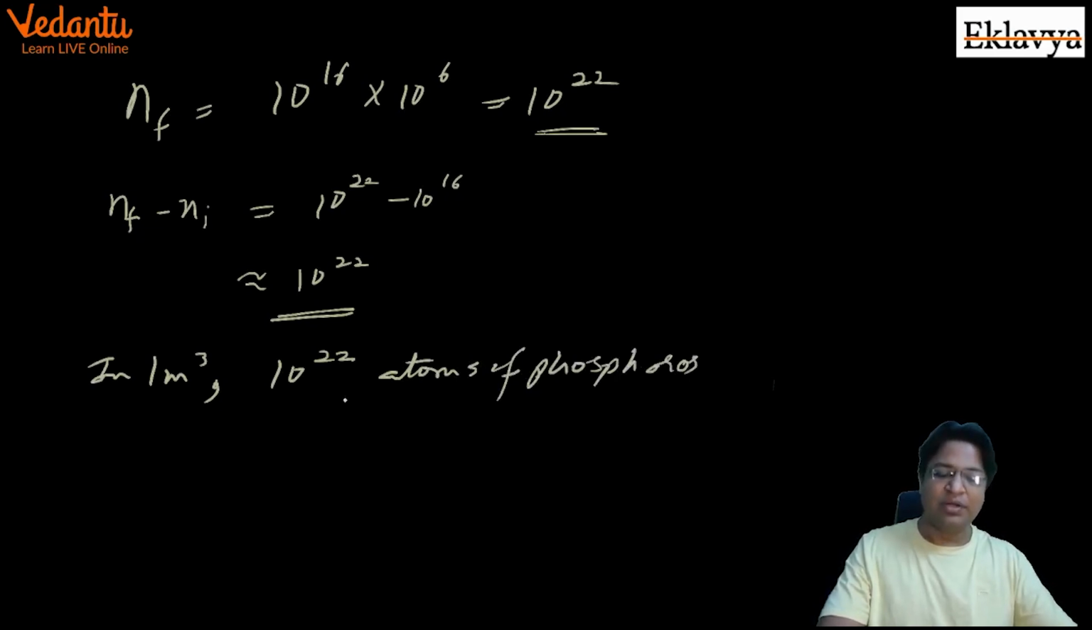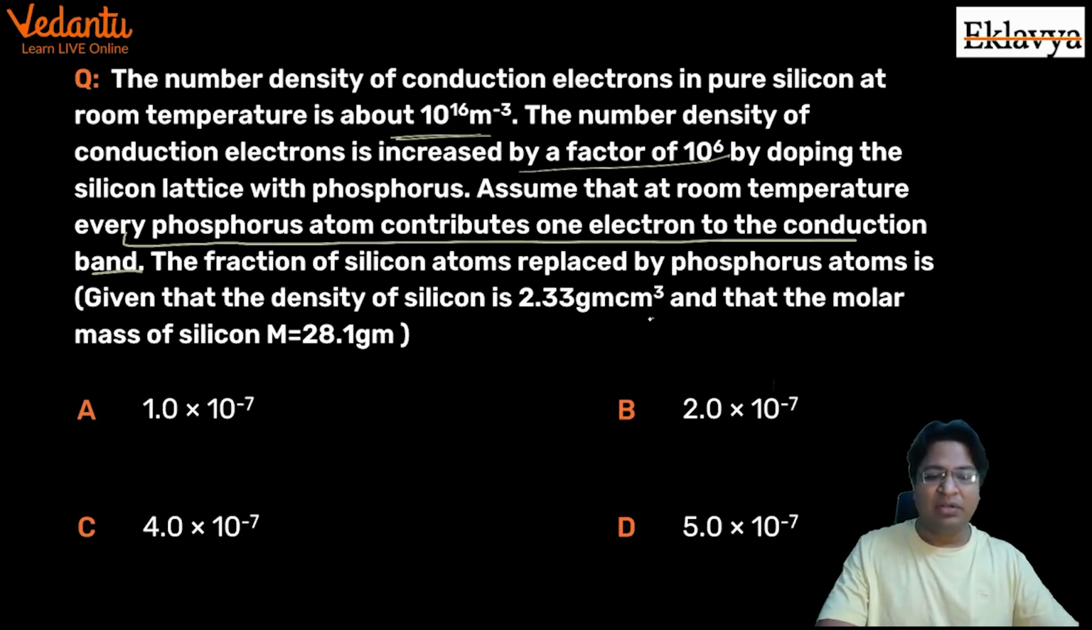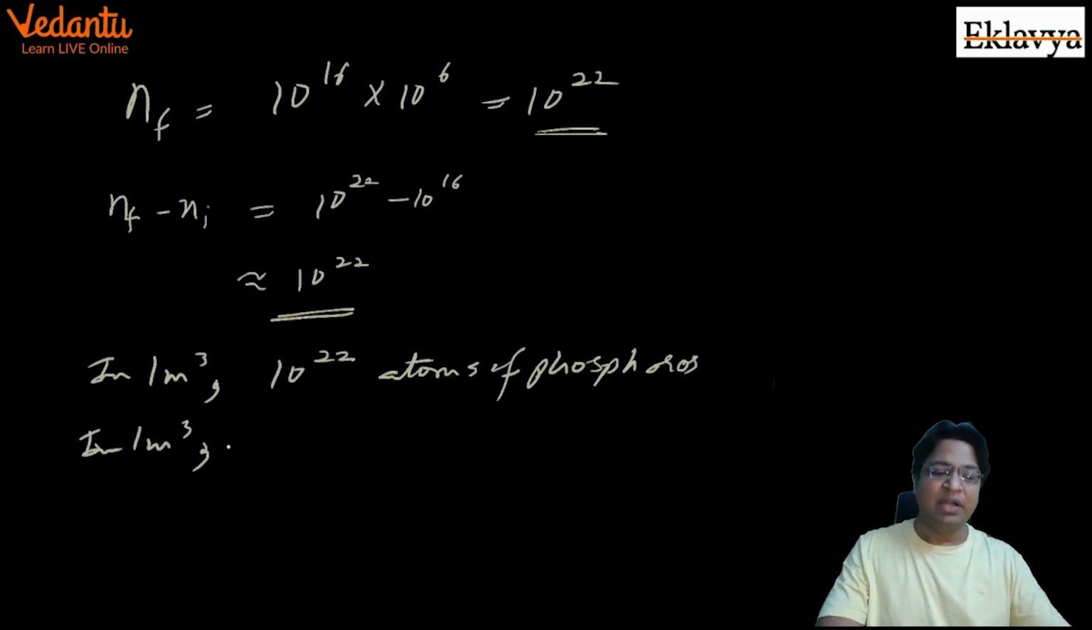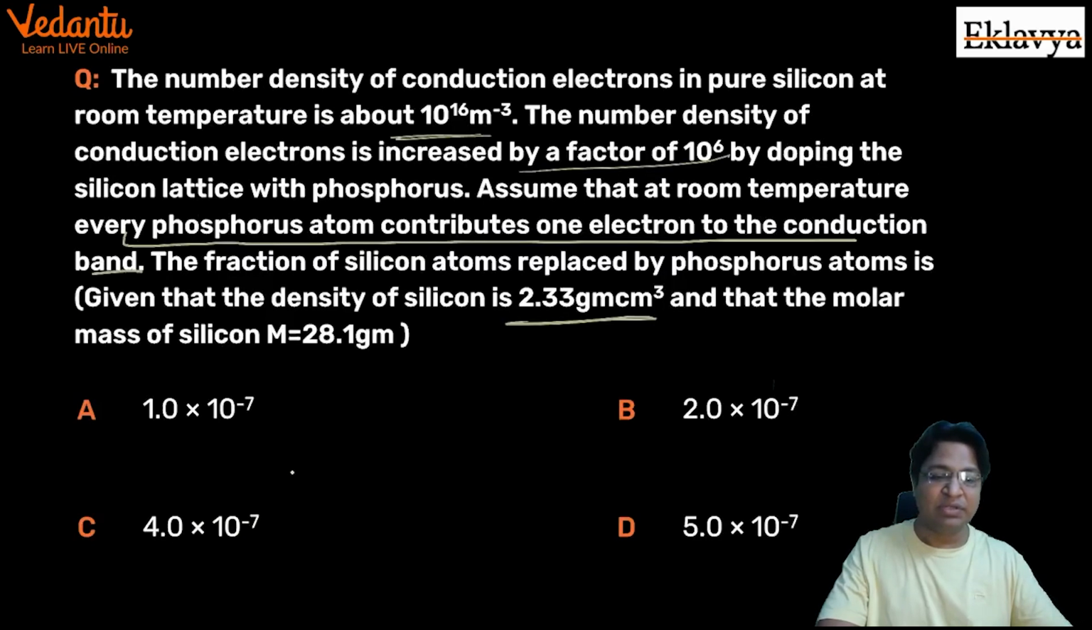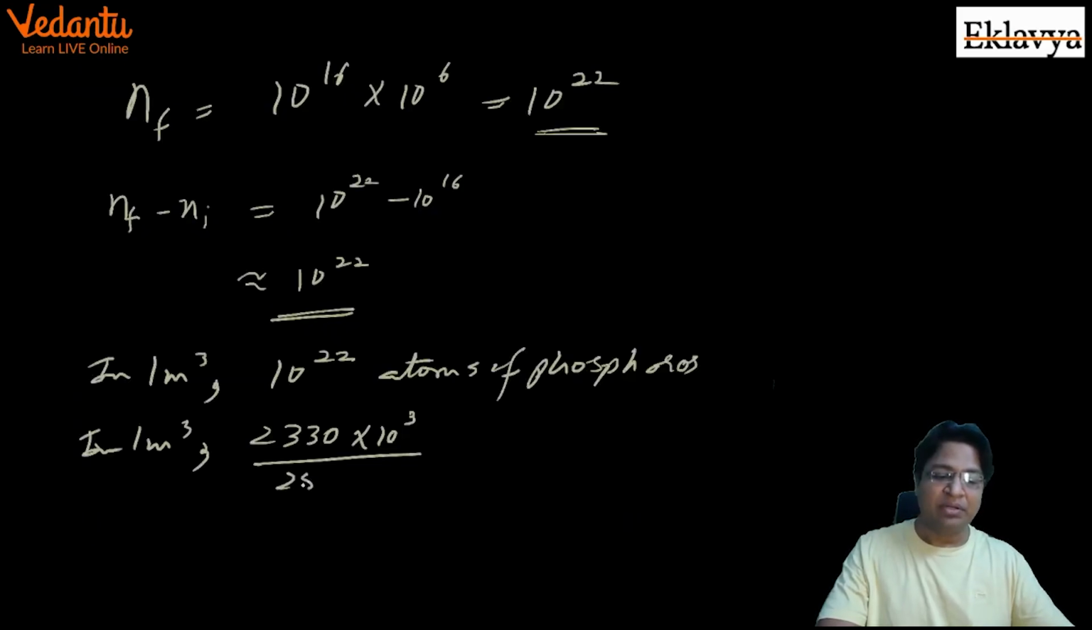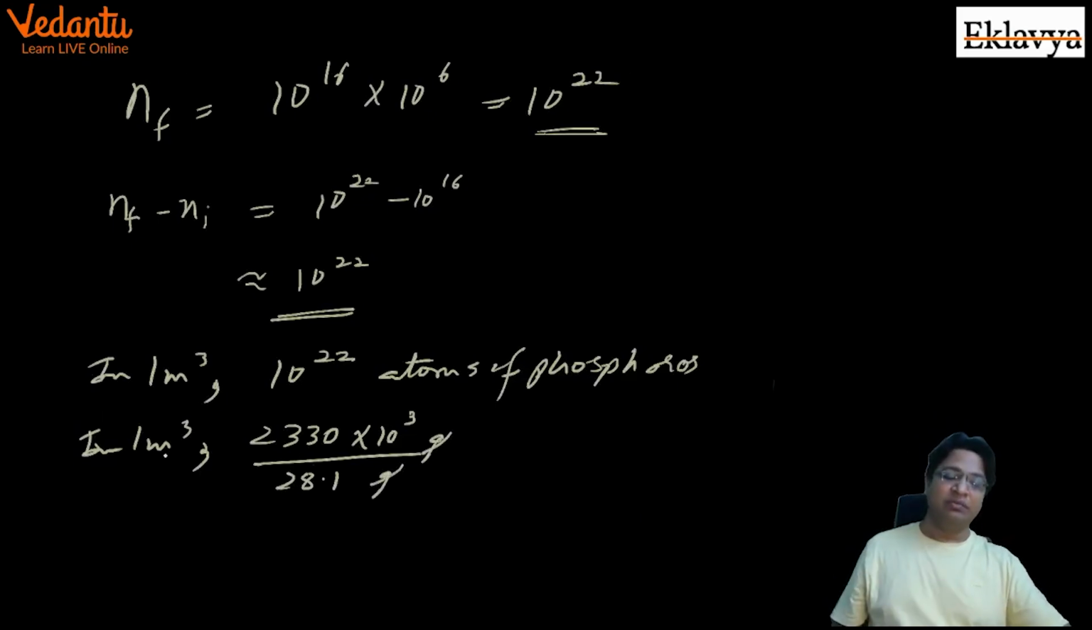Now in 1 meter cube, let's think about silicon. The density of silicon is given. So in 1 meter cube, we would have 2330 kilograms of silicon, so these many grams of silicon. If I divide it by the molar mass of silicon, which is given to be 28.1 gram, now it is moles. So in 1 meter cube, we have these many moles of silicon, so we have these many atoms of silicon.